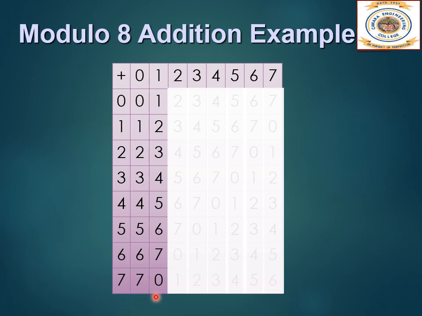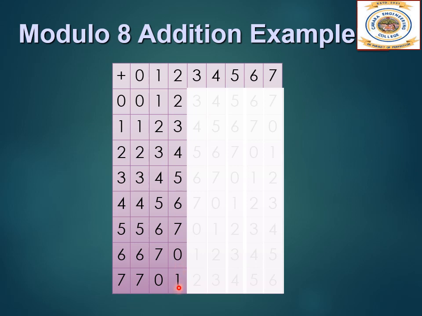So let us see the next column now for 2. So when I add 2 to 0, I get 2. 2 and 1, 3. 2 and 2, 4. 2 and 3, 5. 2 and 4, 6. 2 and 5, 7. Coming to this one, 2 and 6, what is it? 8. So what is the remainder when I divide 8 by 8? It is modulo 8. Remember that. Okay. So 8 divided by 8, I get the remainder as 0.